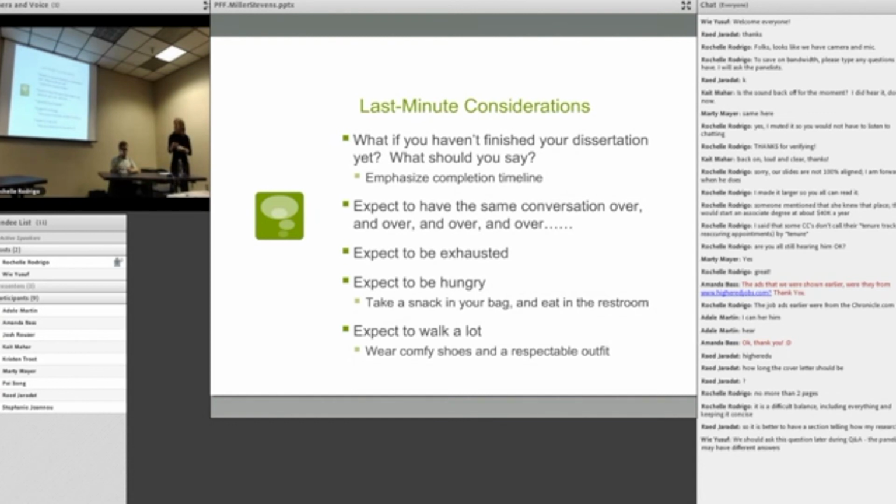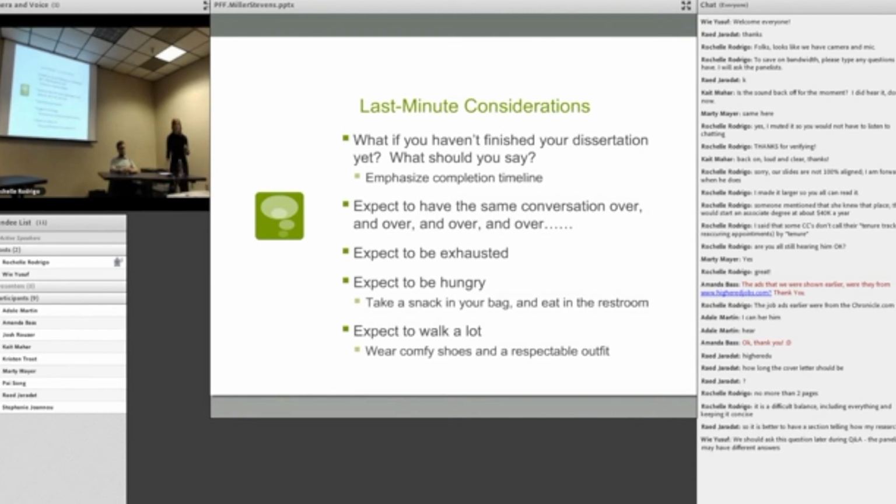Expect to have the same conversation over and over and over, and this has been mentioned already. You could meet 15 different people in one day individually. So you may be asking the same questions to every single person, and that's okay. It will, for you, start to get a little boring, but it's all right because you need to fill the time, and you also will get different pieces of information from different people.